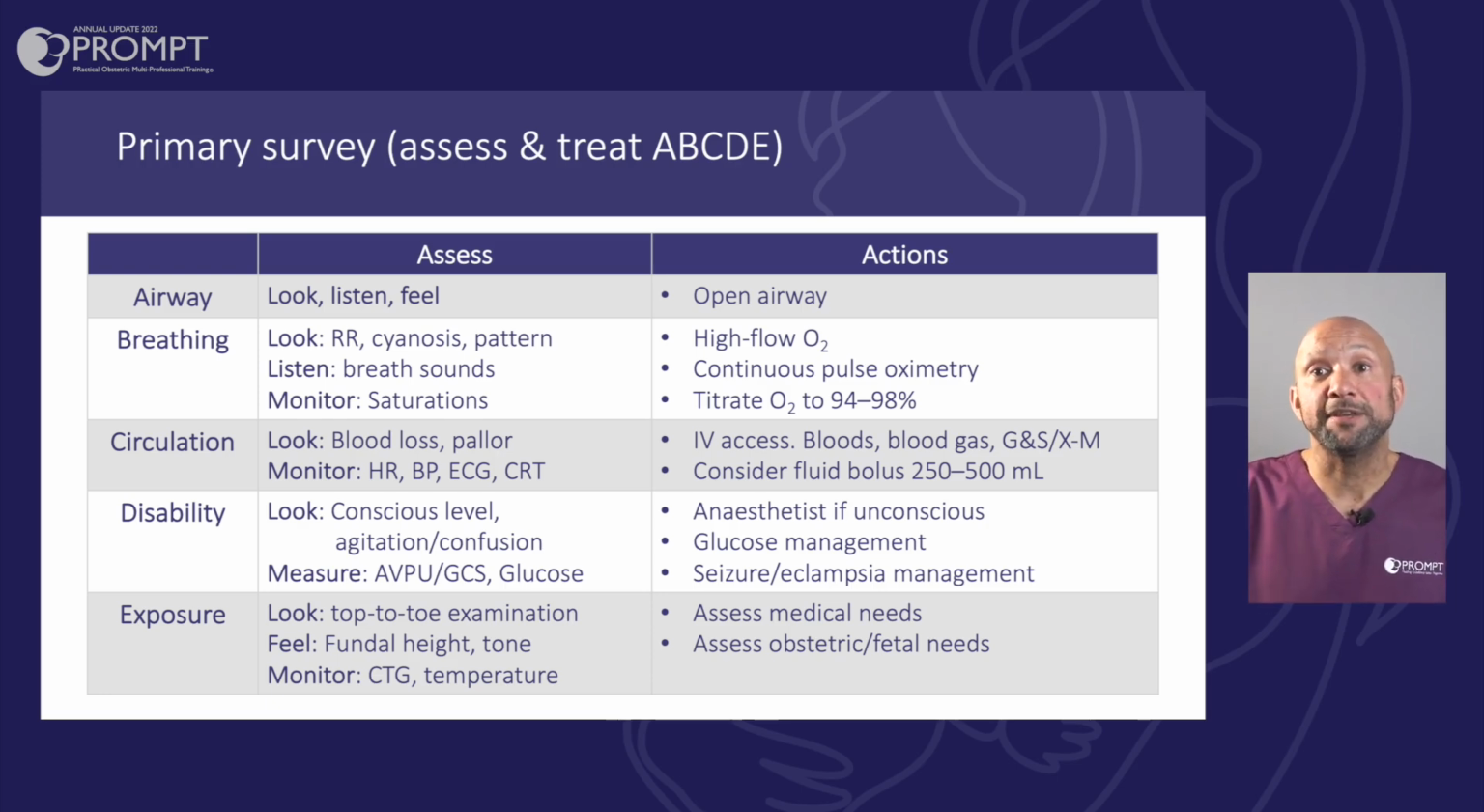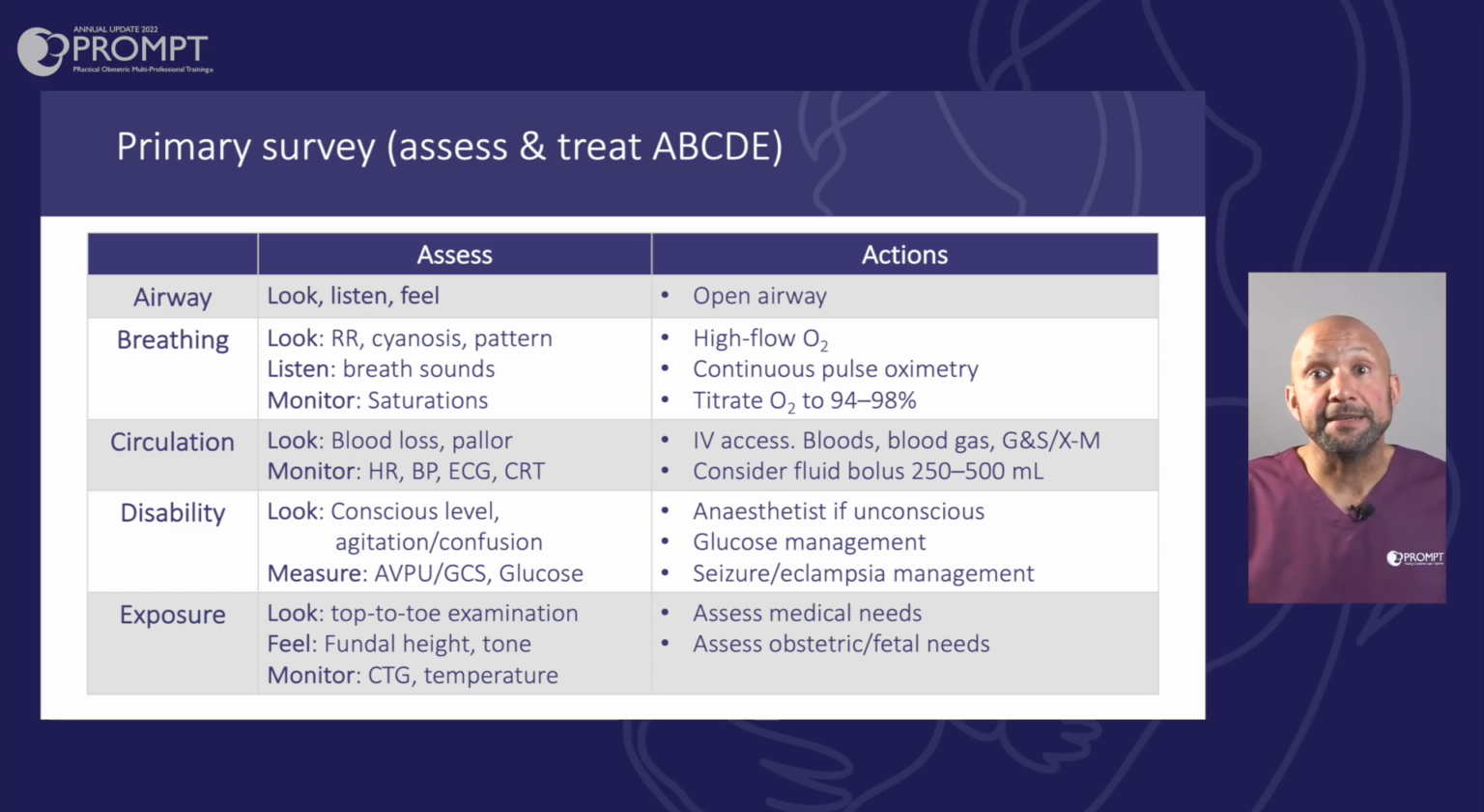If there's any problems with it, we treat the things that we've found. We assess the breathing, we give high flow oxygen, we check their oxygen saturations, and then we do any further investigations if we found that there's a problem. On circulation, we do an assessment. We check their heart rate, blood pressure, capillary refill time. We establish IV access and take bloods. And if we need to start treating any problems with circulation, such as hypotension, this is the time to get your fluids up and start resuscitating the woman.